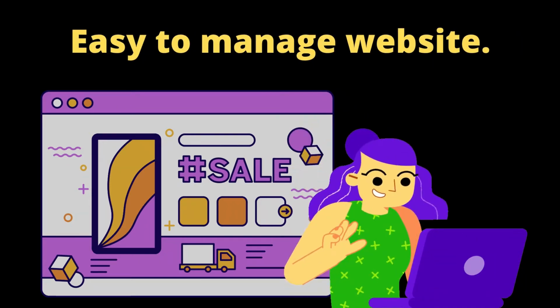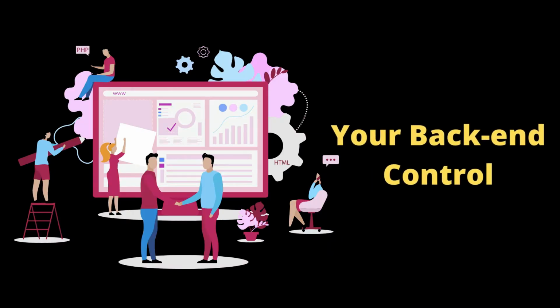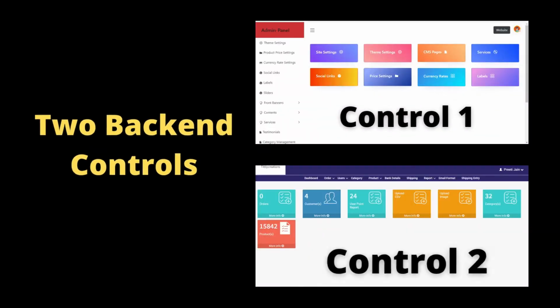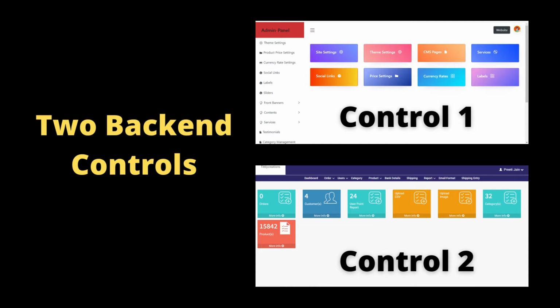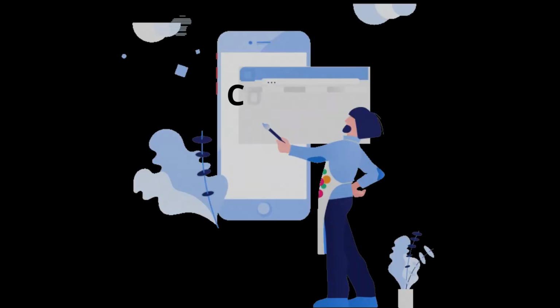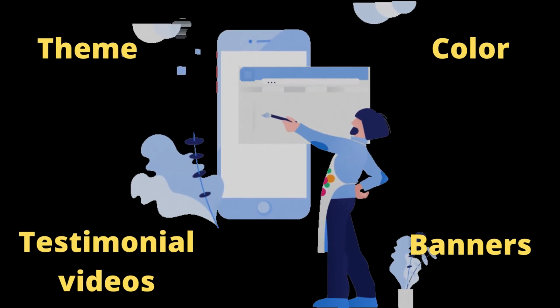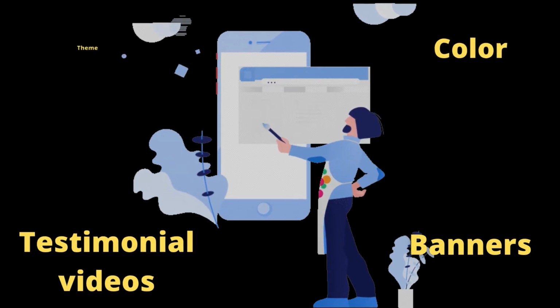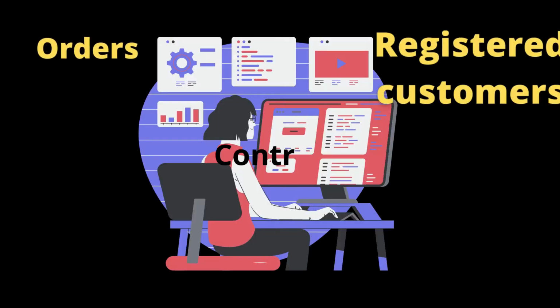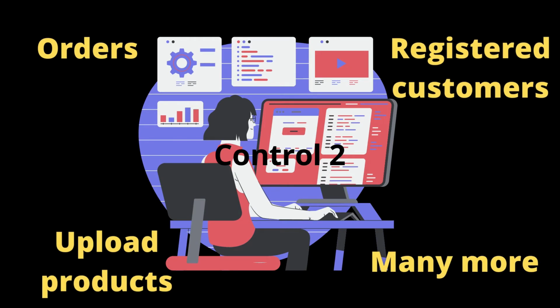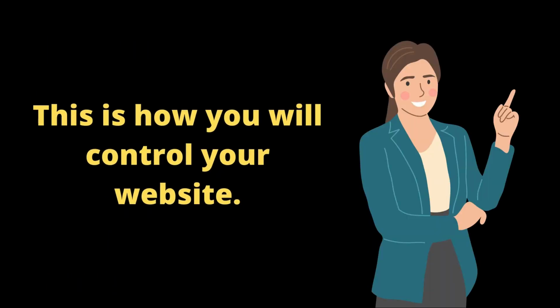In this video, I'll show you how easy the website is to manage. After developing the website for you, the backend control will be handed over to you with a thorough tutorial. We have divided the admin control in two parts for you to make it even easier. Control 1 gives you the access to maintain the website's outlook, like theme, color, banner, testimonial videos, and many more, which requires a periodic change to the website. Another is to check and maintain regular activities like order registered customers and their activities and many more. Now, this is how you will control your website.